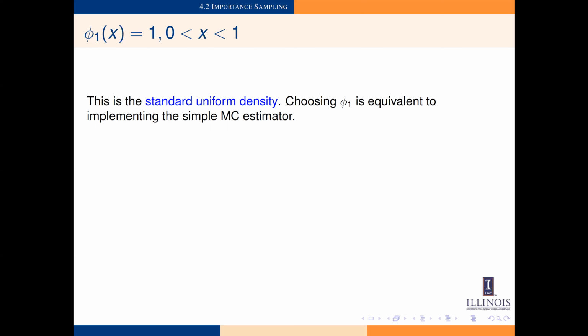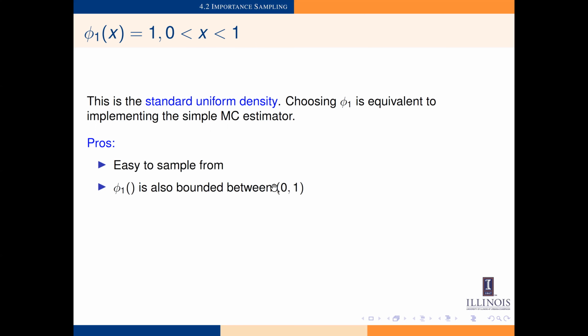In other words, we sample from uniform 0, 1, which is our phi 1, and then we have the theta hat that is given by f(x) times g(x) divided by 1. So we just take the mean of all of them. The pro for using this density as our importance function is that uniform 0, 1 is very easy to sample from. And at the same time, phi 1 is also bounded between 0 and 1. So it has the exact same support as the region we want to integrate over.